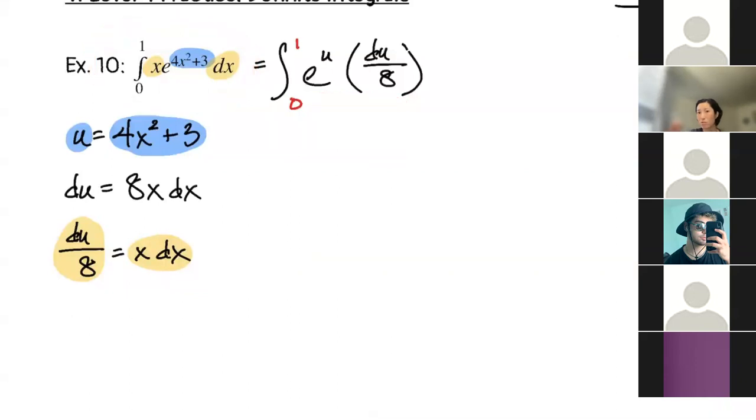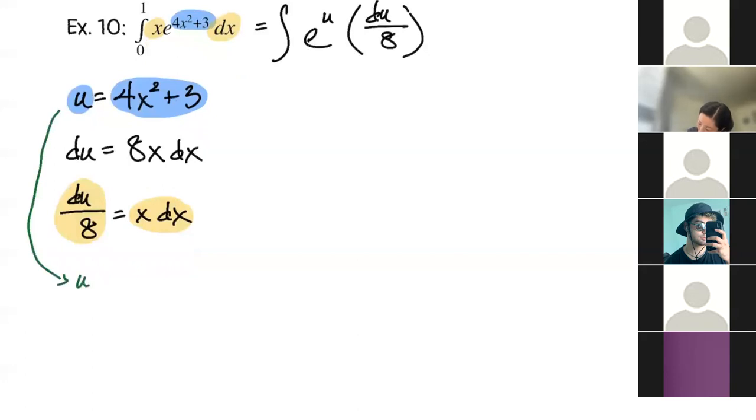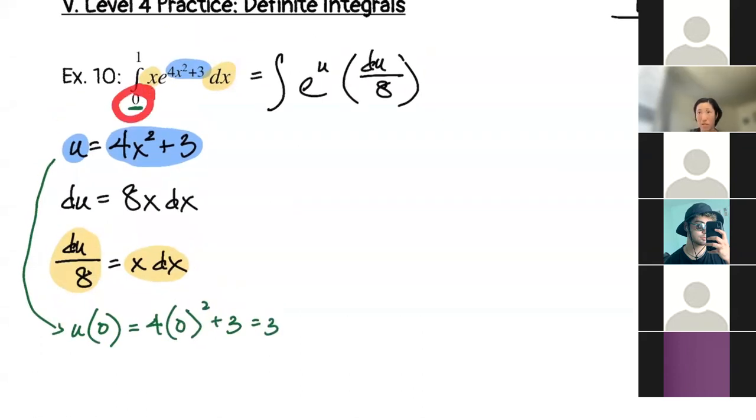So here's where the two methods split, okay? Some folks like to change the bounds so that they are in terms of u. So they might say this: u of 0, right? Because the bottom bound is 0. So if x is 0, what is the u value that goes with it? Well, 4 times 0 squared plus 3 gives me 3. So when I'm in x's, the bottom number is a 0. But when I have everything in u's, my bottom number should be a 3. Because if you're going to change some parts of it, you have to change all of it.